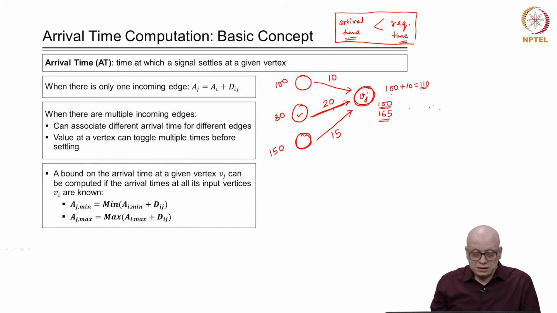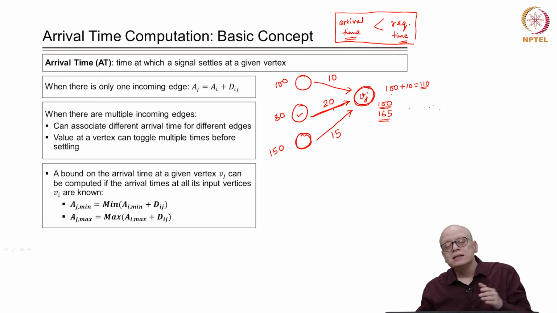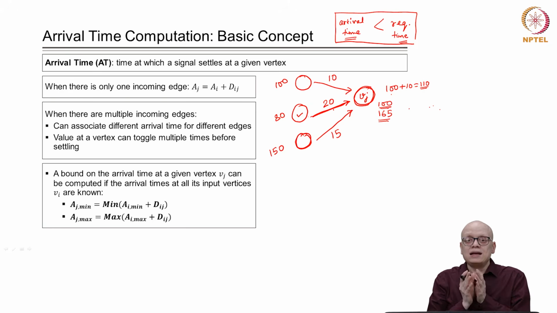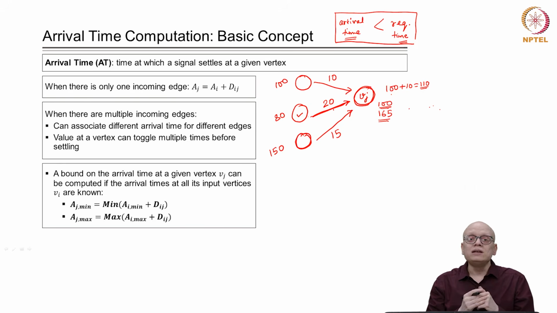So, as the signal arrives from multiple paths, the value at a given vertex can change or toggle multiple times before settling. What it means is that we can associate multiple arrival times at a given vertex depending on how many edges are coming. Now, if we try to keep track of all the arrival times from all the paths, then it will lead to a lot of memory requirement at a given vertex.